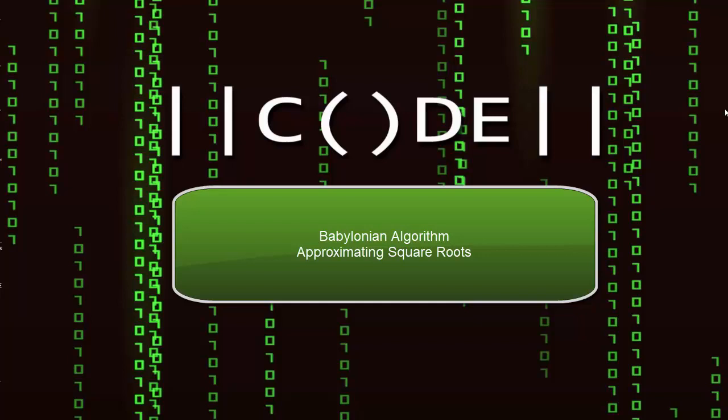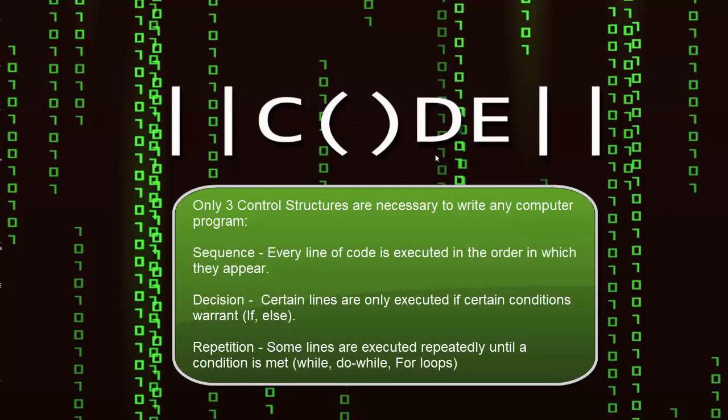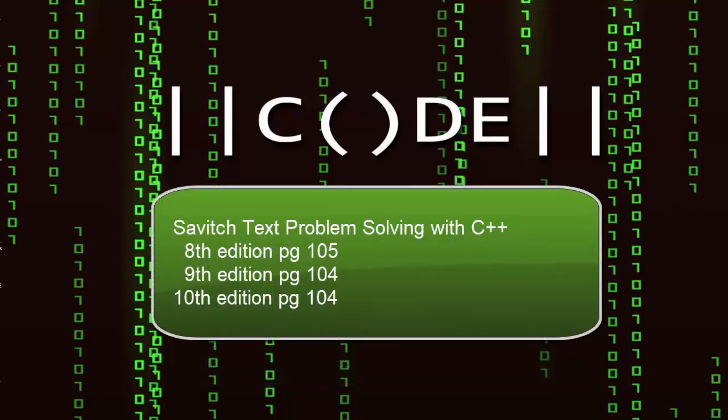For this week's second guided practice, we're taking a quantum leap in our programming skills. If you have read chapter 2, you will notice that we added 2 additional control structures, both the decision structure as well as the repetition structure. So our if-else statements, we added those, and we added loops, while and do-while loops. And the example we're going to do will use the do-while loop. If you have the 8th edition of the Savage text, on page 105 we will be doing number 12, the Babylonian algorithm for square roots.